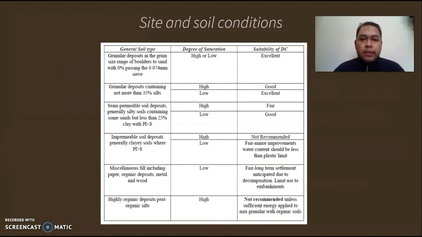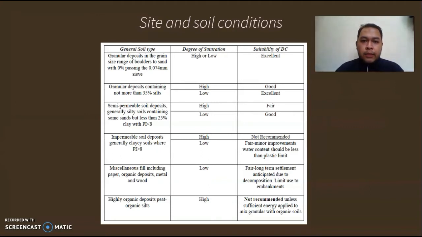Okay, this is the general soil type suitability for using this method. The first one is granular deposit with grain sizes ranging from boulder to sand, with 0% passing the 0.074 mm sieve. The degree of saturation is either high or low, and it can be used for dynamic compaction.